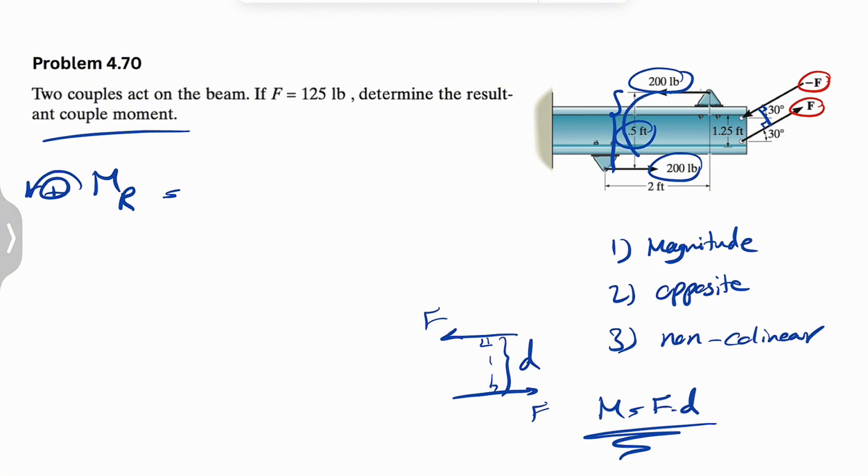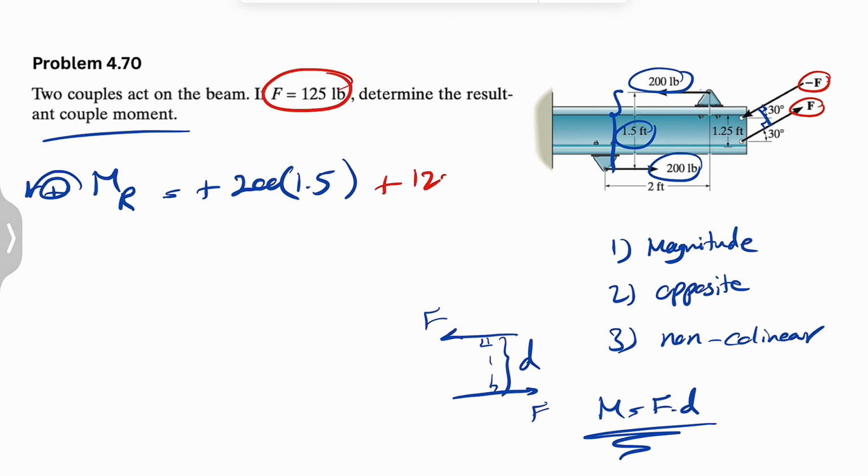If we look at these two, we can see that this is going to be the direction, so it's counterclockwise positive. Our F is 200, and the d would be basically the distance between these two, which is 1.5. And that's pretty much everything for those two. Same for the F. Again, we can see that the direction is counterclockwise, so this one's positive too.